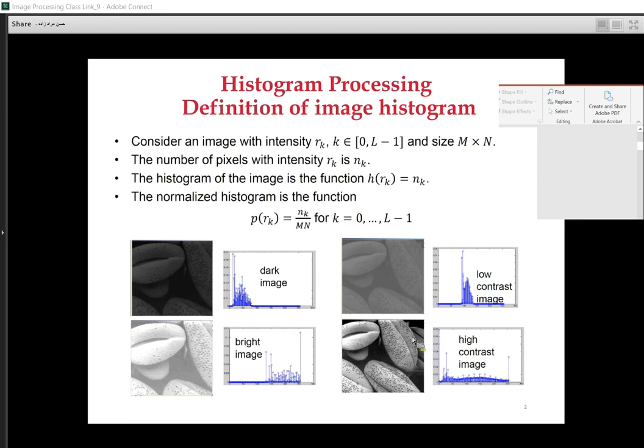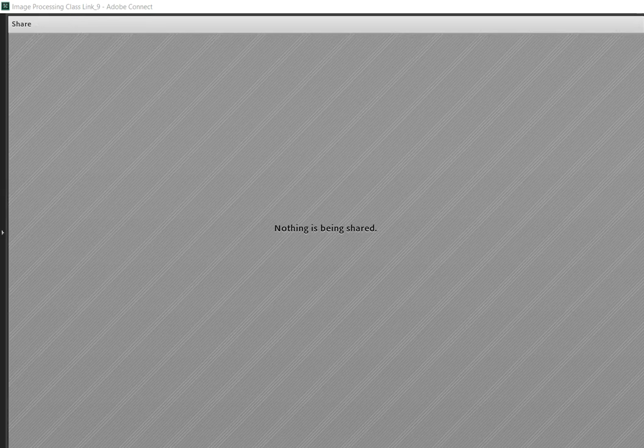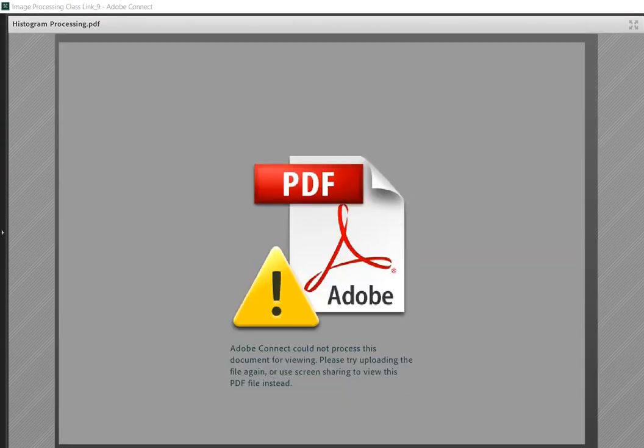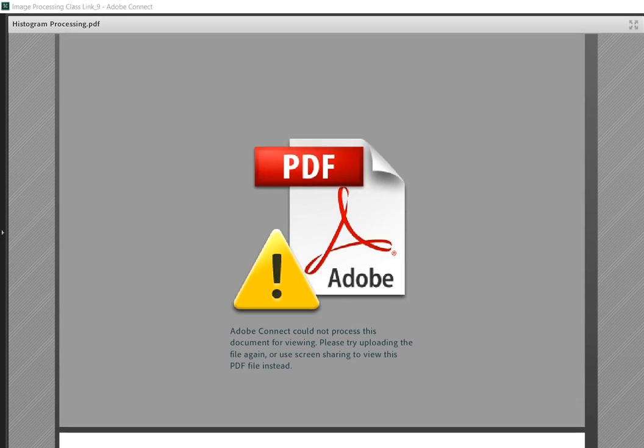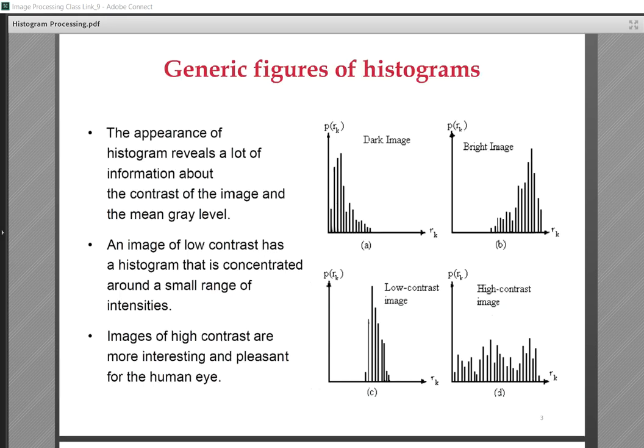And in the histogram patterns. Because of the quality of the web, I stop my screen share, and stop sharing, and go for sharing my document, that document on histogram processing. We had this page on my screen, and go for the next slide.